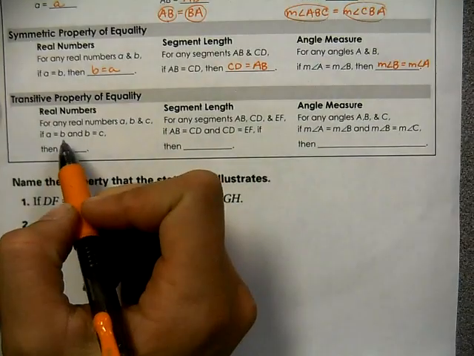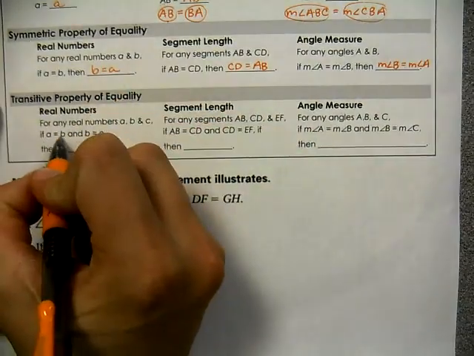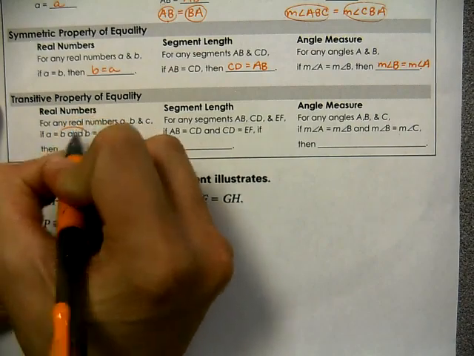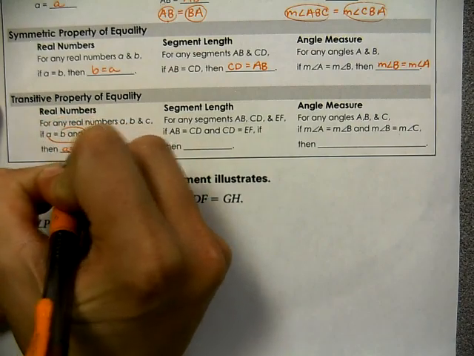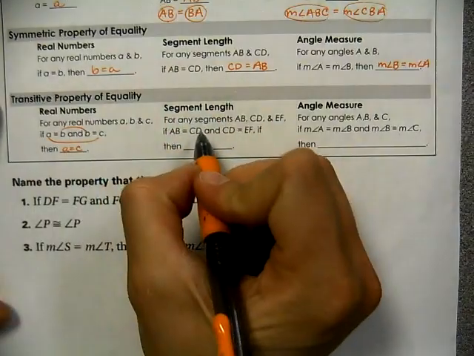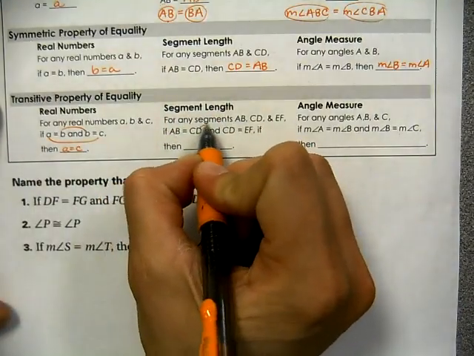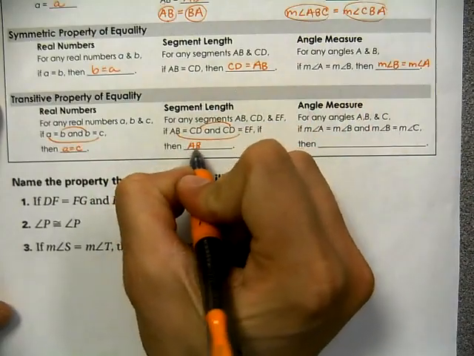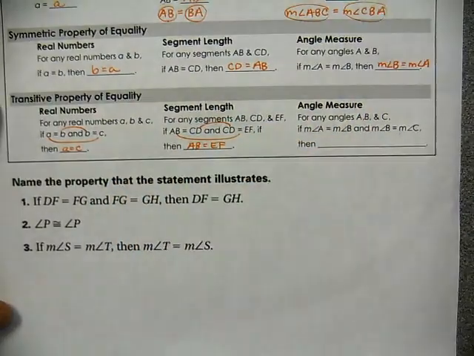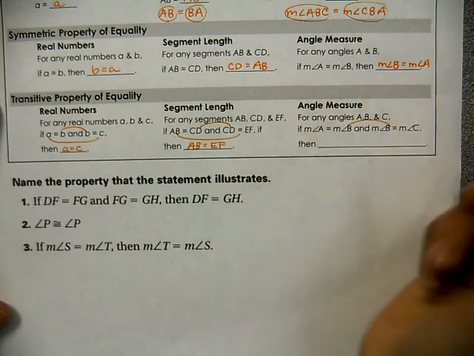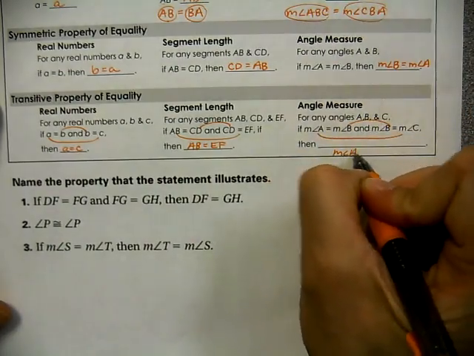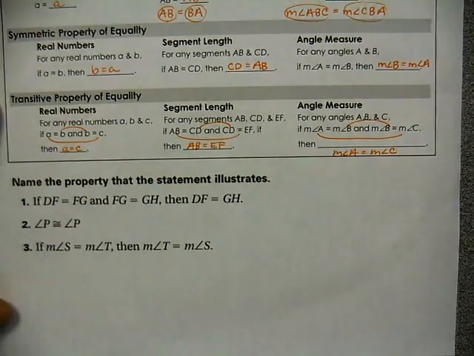All right, so if you're looking at this, transitive property says, if A is equal to B and B is equal to C, then I can kind of connect these guys and just say, well, A is equal to C. Same thing here. If AB is equal to CD and CD is equal to EF, then I can connect those guys and say AB is equal to EF. And finally down here, measure of angle B is kind of our connector, our tie between the two, so measure of angle A is equal to the measure of angle C. So these are properties of equality.